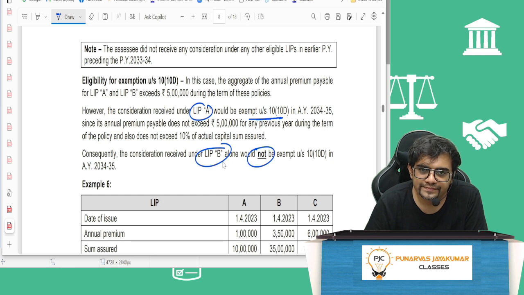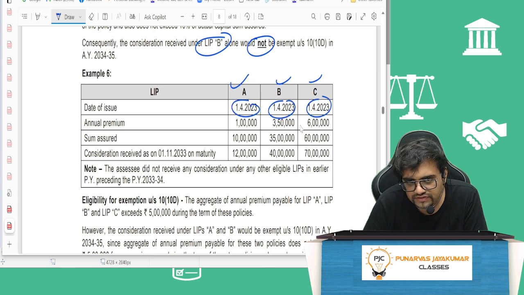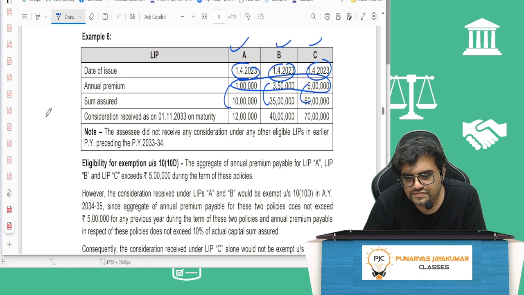All of you with me? Yes. Next one. A, B, C. 1423, 1423, 1423. Yes, first condition satisfied. Second condition 10%, 10%, 10%. Second condition also satisfied. Third condition, add all the three. Is it more than 5 lakh? Yes.